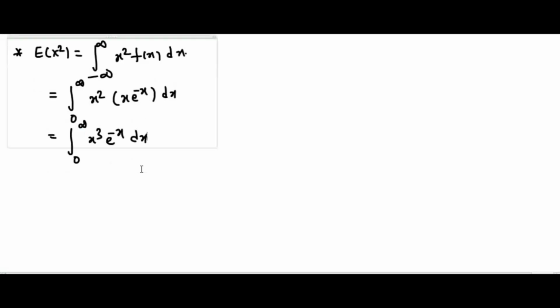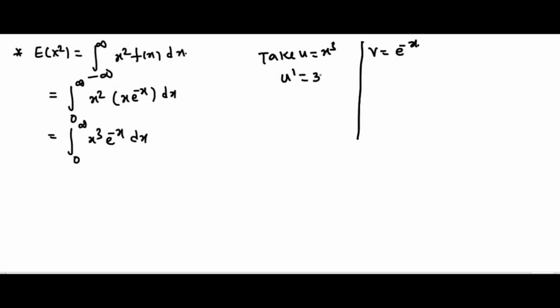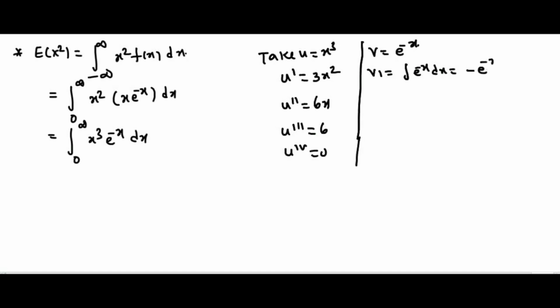So how to integrate this? Once again we use the Bernoulli formula. Take u equal to x cube, and v equal to e power minus x. We find the derivative terms: u dash equal to 3x square, u double dash equal to 6x, u triple dash equal to 6, and the fourth derivative is 0. Now v1. What is v1? The integration of e power minus x dx, that is minus e power minus x.